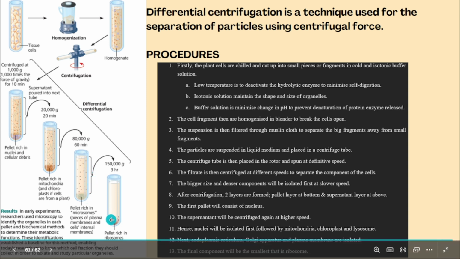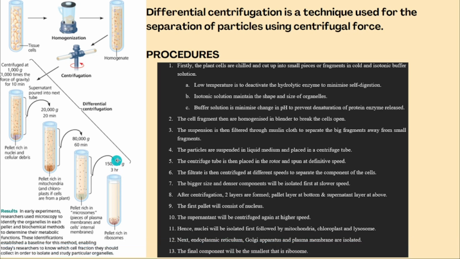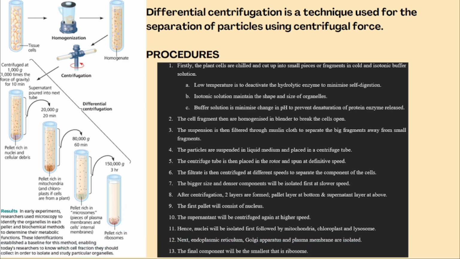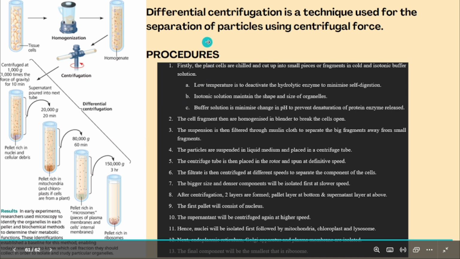And if you want ribosome, it is very small, the smallest organelle. Then you repeat the step again, and then centrifuge at higher speed and also a longer time. Finally, you will get ribosome, just like that. So this is the overall procedure of differential centrifugation. This is the explanation that you need to write in the question, in the answer.